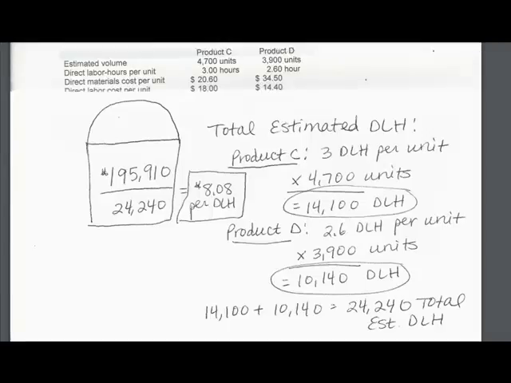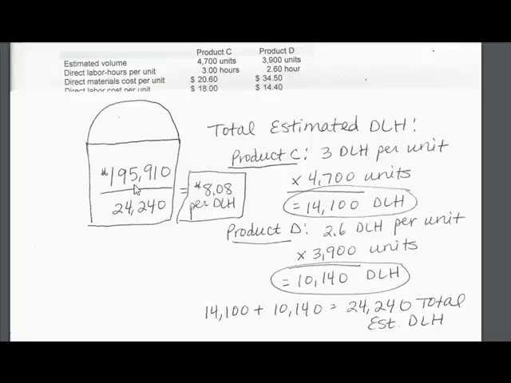So here we have question 7 in the chapter 3 homework, and we're told that this company has total estimated overhead costs of $195,910. And you'll see I put it here into a big bucket because in the first part of the problem, we're assuming that the company uses a single predetermined overhead rate using direct labor hours in the allocation base. So we're first asked to calculate the POHR.